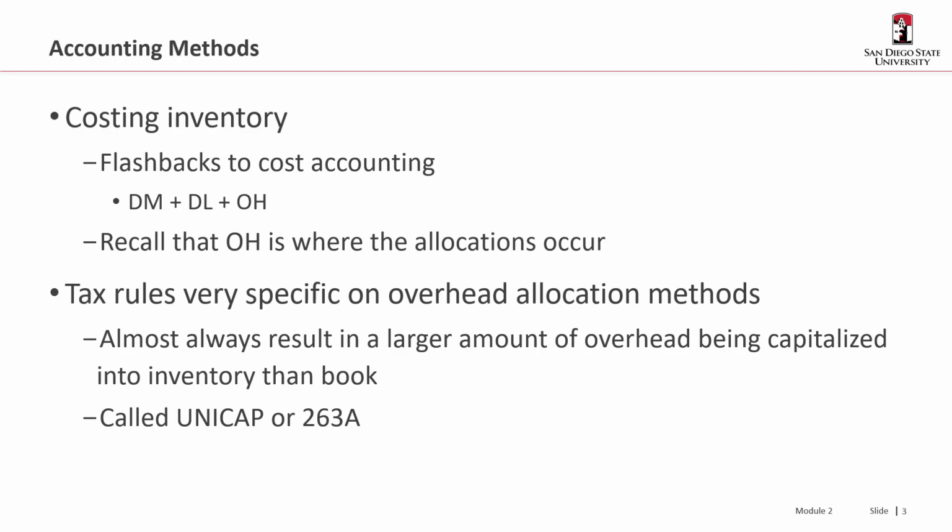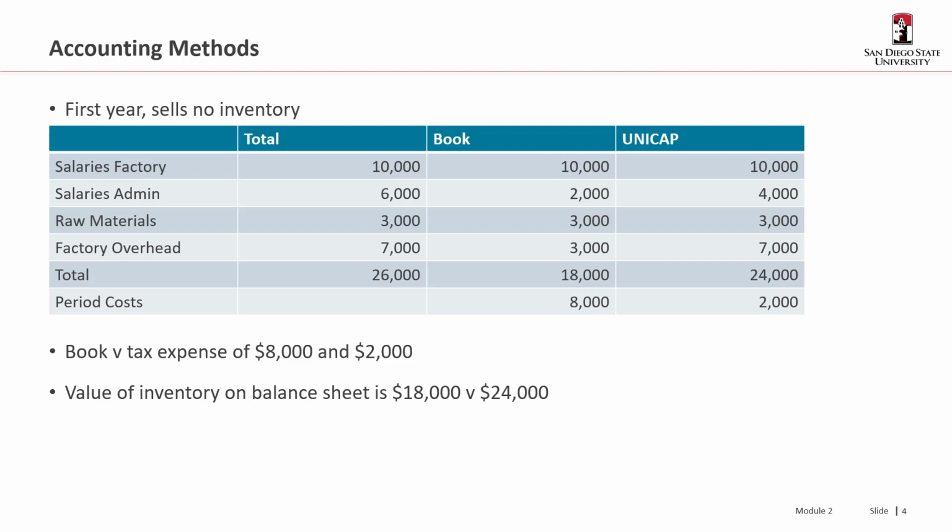And this is a hypothetical example, but it's rent. Under typical accounting, we would allocate a certain amount of factory rent over to inventory, and it becomes capitalized as part of the inventory through the overhead allocation process. Well, the tax rule would simply say take more of that overhead and allocate it. So that's often called, you hear it described as UNICAP or 263A, because 263A is the code section that describes the process by which taxpayers have to go through to capitalize the cost of inventory. Okay, so let's look at a quick example of this.